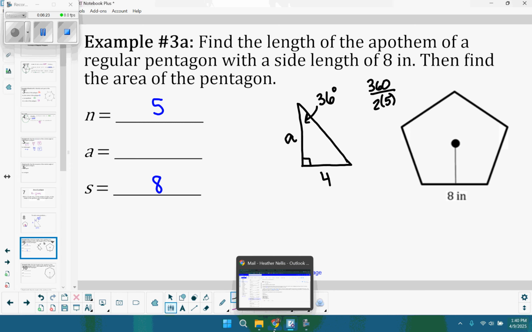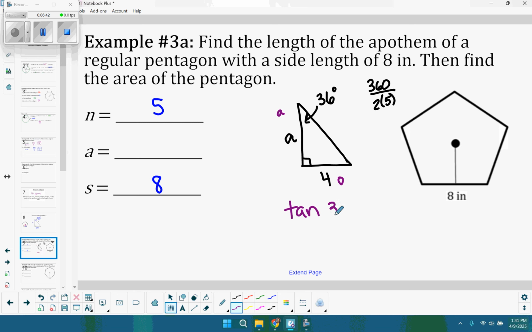And now we get to go back and use SOHCAHTOA to find out what the A is. Because the angle is always going to be in the same place, this side's always going to be O, this side's always going to be A, we're always going to use tangent for these. We're not going to have to guess which one we're using. Tangent 36 equals, and it's O over A, so that's 4 over A. And because the 4 is in the numerator, we're going to divide 4 over the tangent of 36.